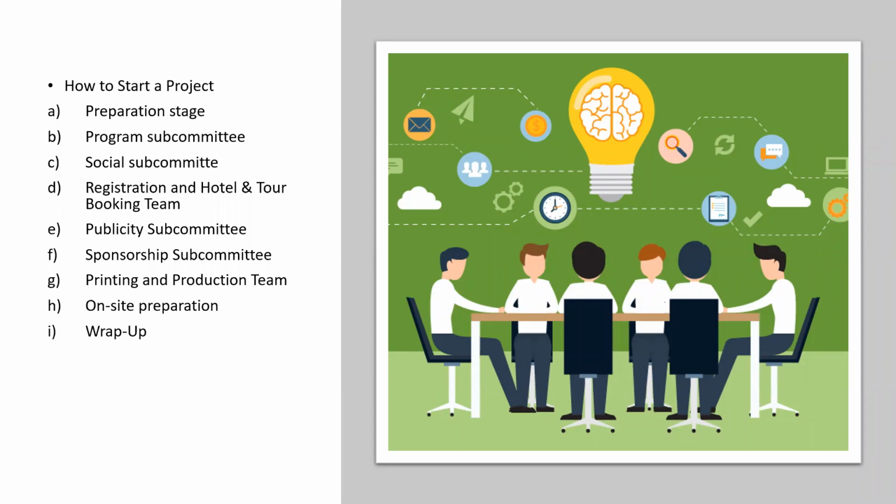How to start a project. The preparation stage, the program subcommittee, the social subcommittee, registration and hotel and tour booking team, publicity subcommittee, sponsorship subcommittee, printing and production team, on-site preparation, and then of course the wrap-up team.